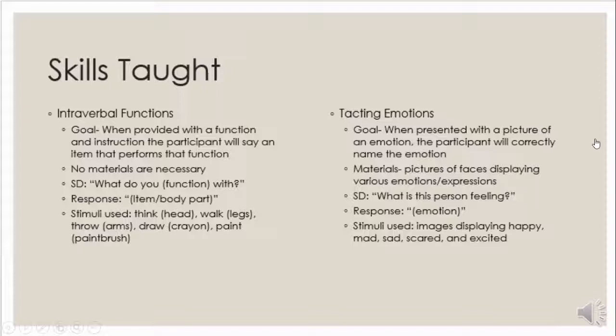After intraverbal functions was taught, there was the training phase for tacting emotions. The goal of this is that when the individual is presented with a picture of an emotion, they would correctly identify or name the emotion. For the materials, there were 2D pictures of faces displaying various emotions or expressions. The SD was, what is this person feeling? The response would be the identification of the correct emotion. So the child would just say happy, sad, or whatever the emotion was. The stimuli used were various pictures, one image displaying happy, one mad, sad, scared, and excited.